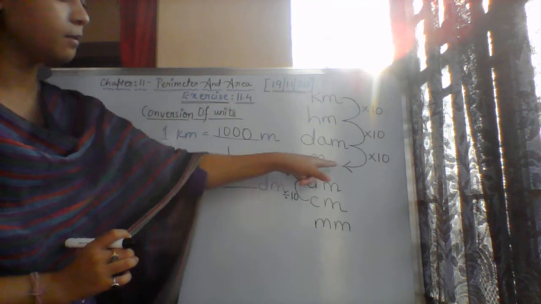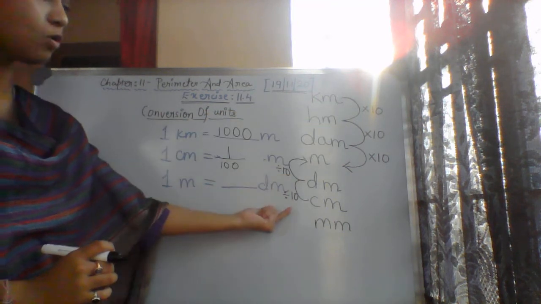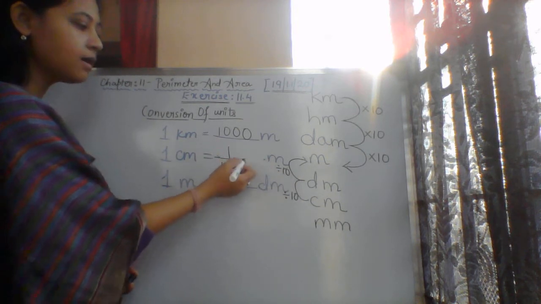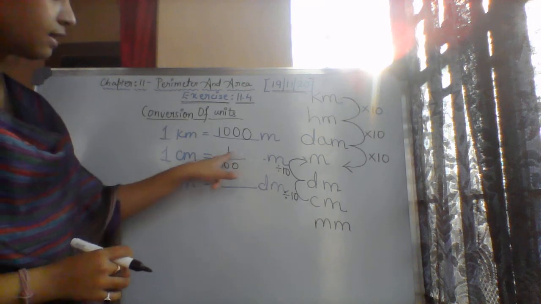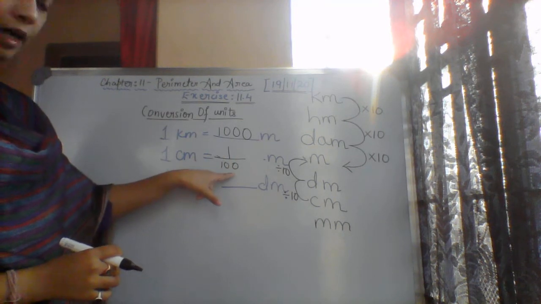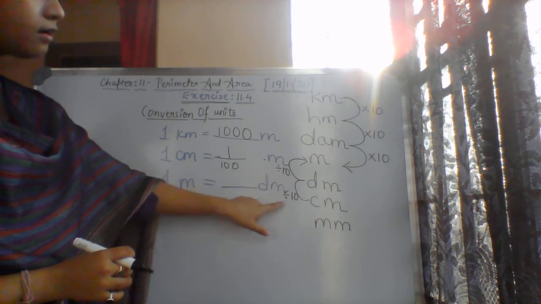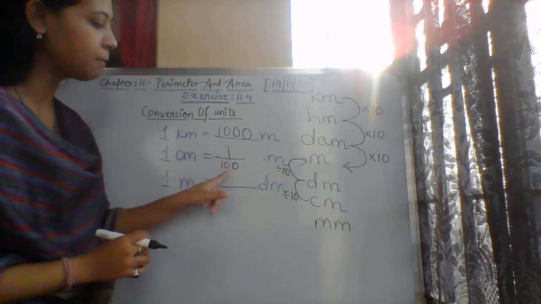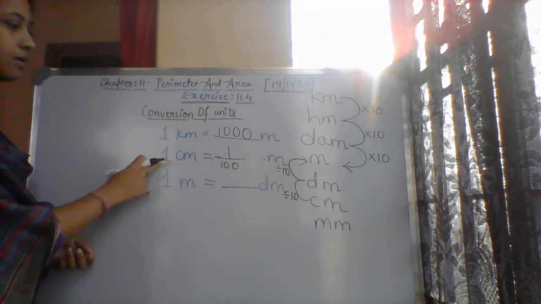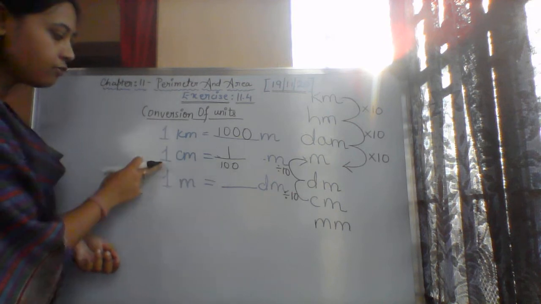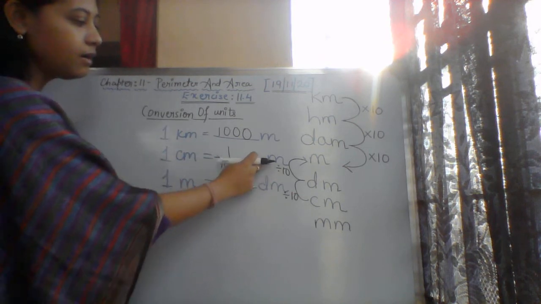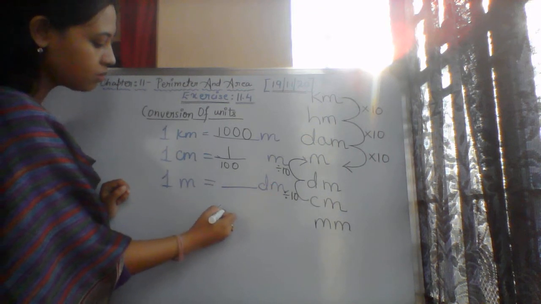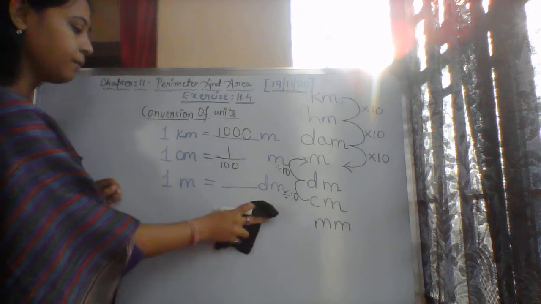So here, direct multiplication. Here, division is there, when going from smaller unit to bigger unit. So divide by 10, divide by 10. So 1 by 100. That number is divided by 100. If it is 1 centimeter, then 1 by 100. If it is 2 centimeter, then 2 by 100. 5 centimeter, 5 by 100 meter. If you convert 1 by 100 into decimal, how much? 0.01 meter.